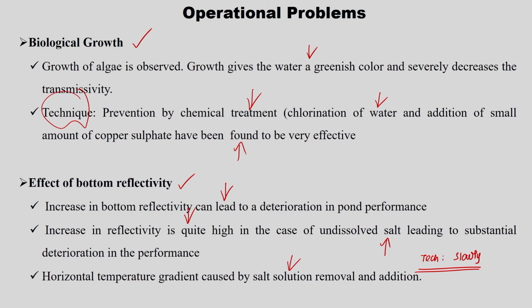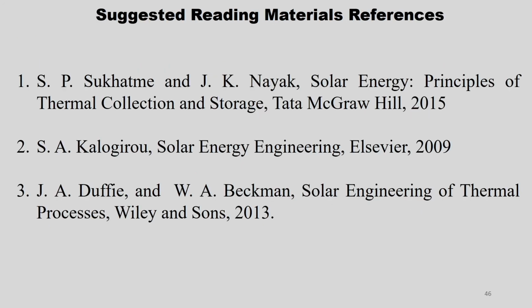So, in the solar pond system, we have learnt how the storage and collection happen in a single unit, the various zones of the solar pond, and what its advantages and operational problems are. Further, you can refer to these 3 reference materials for in-depth understanding.